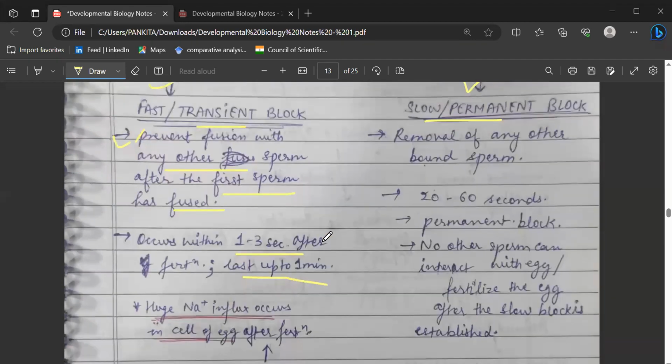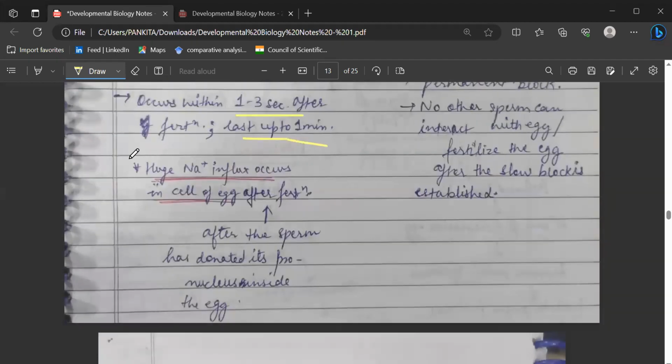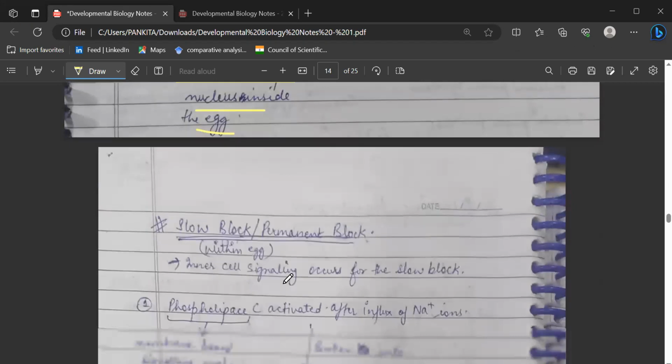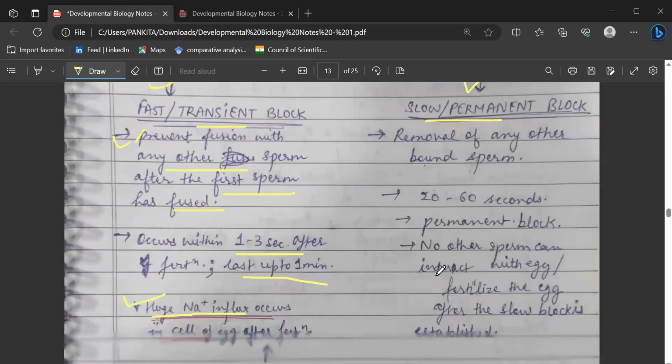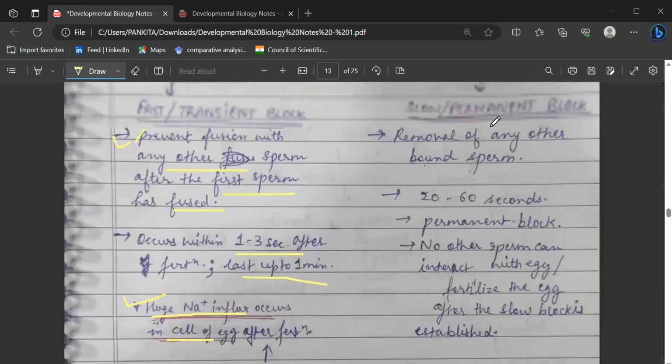How does the fast block happen? To create the fast block to polyspermy, a huge influx of sodium ions occurs inside the cell after the sperm has donated its pronucleus. As soon as the sperm donates its pronucleus inside the cell, there's a huge influx of sodium ions inside the cell. This is the cause of the fast block.